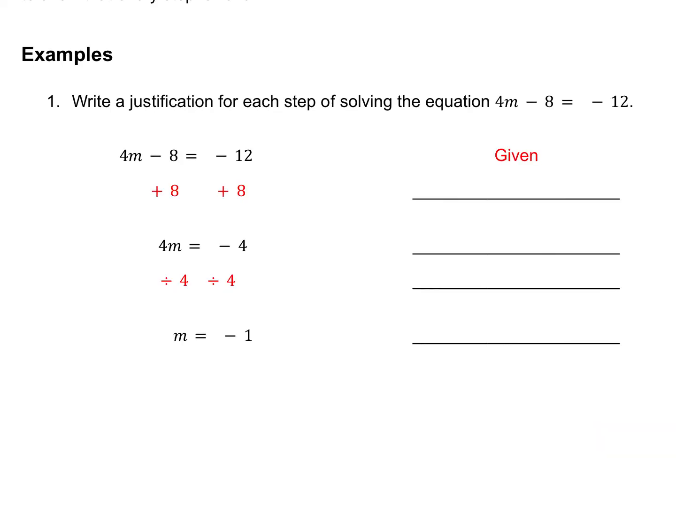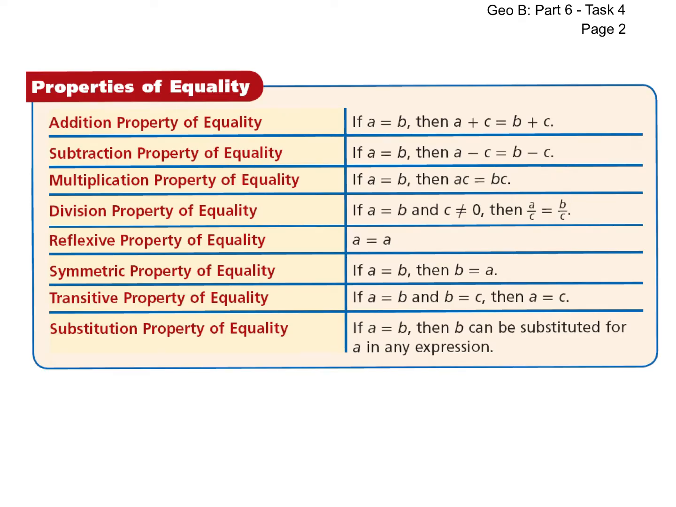So we're going to start with a pretty simple proof of why, when you have the equation 4m minus 8 equals negative 12, m is going to equal negative 1. But before we get to the steps and the justifications, we need to review some properties. So on the next page, you see a bunch of properties, and it looks complicated, but most of these are actually quite straightforward.